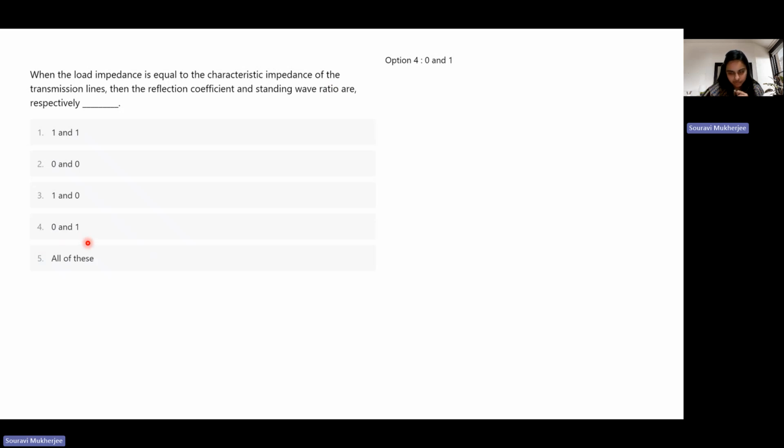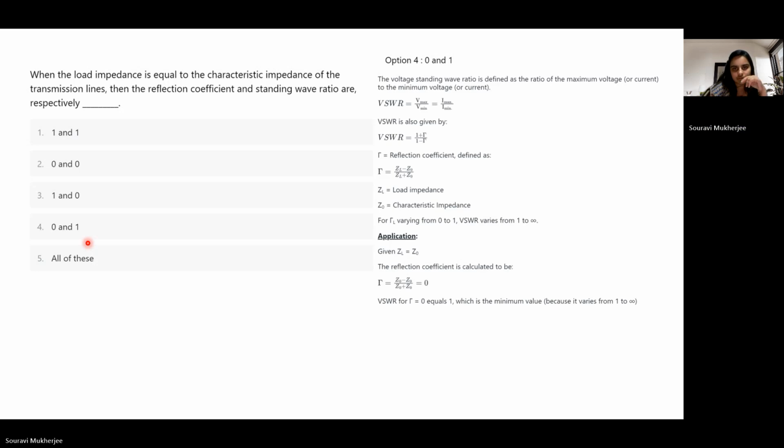These are very conceptual questions, based on whatever we have discussed so far. You can write it in terms of this relation. VSWR is nothing but the voltage standing wave ratio, the ratio of maximum voltage to minimum voltage, or maximum current to minimum current. You can also write it in terms of the reflection coefficient by this relation. Now if your load and the characteristic impedance are equal, you can see from this relation that tau goes to 0. So that means VSWR becomes 1.